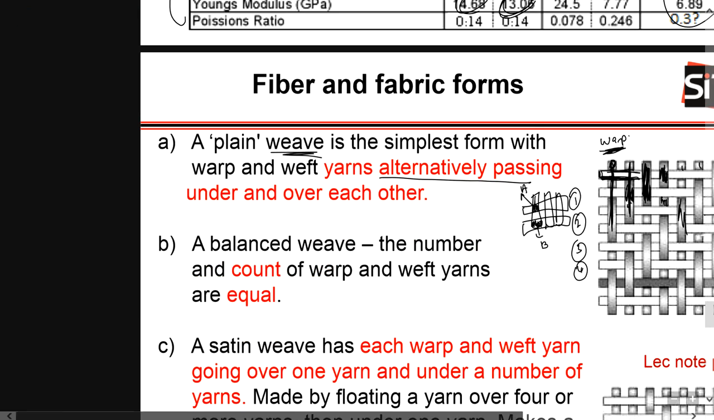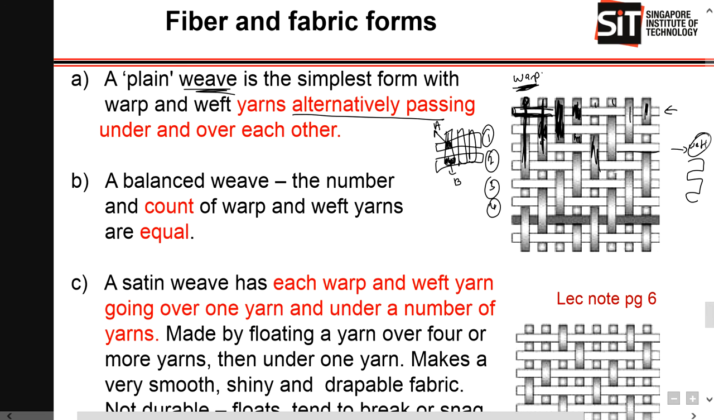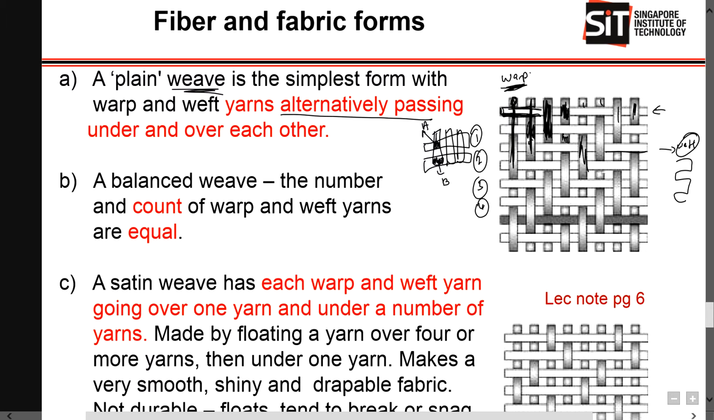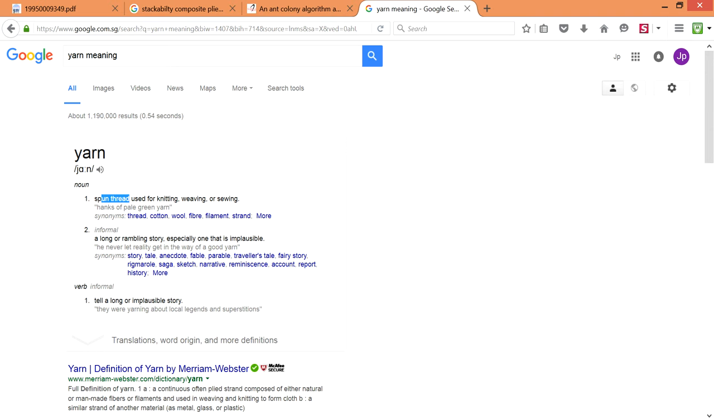And a balanced weave, I think, we just need to know that the warp and the weave are equal to each other. The yarns are just the lines, and that's all. The threads, I think. Also, it's like a thread.